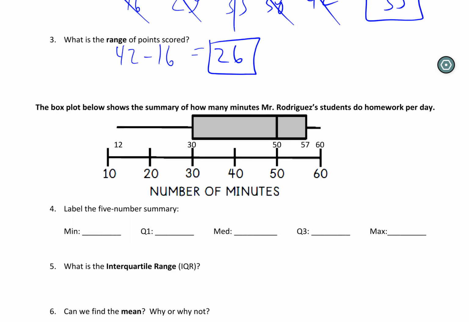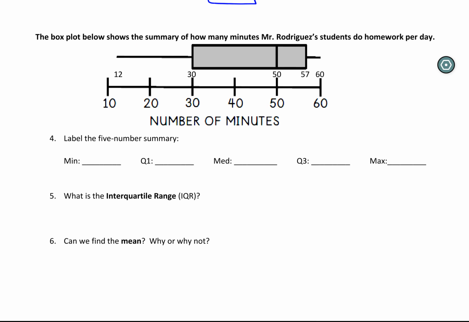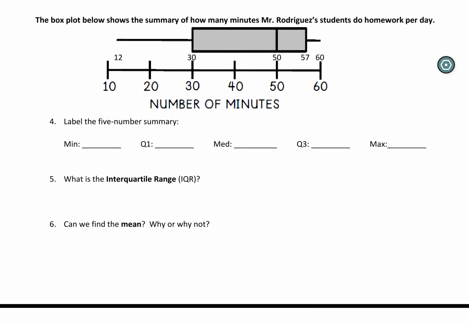The box plot below shows the summary of how many minutes Mr. Rodriguez's students do homework per day. And so I see here I have 12, 30, 50, 57, and 60. So I went ahead and listed all the data points for you. Makes it easier to read. Label the 5-number summary. So for the 5-number summary, my minimum would be my smallest number, and I see here my smallest number is 12. And then I have my maximum, my largest number.